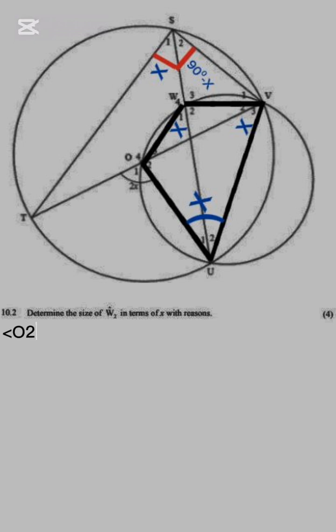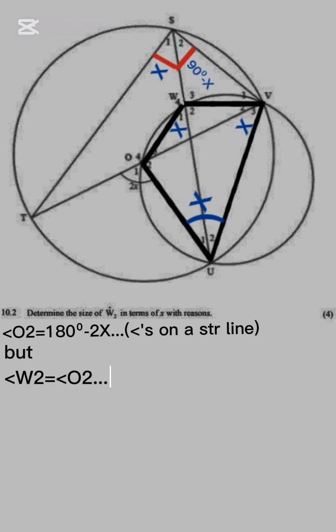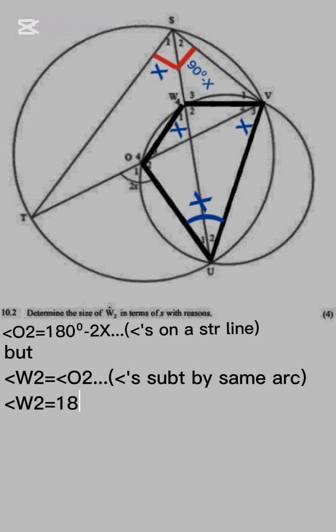Angle O2 is equal to 180 degrees minus 2x. And the reason is angles on a straight line. Angle O2 and angle O1 are on the same straight line and they are adjacent to each other. Since we found the size of angle O2, let's get our angle W2. Angle W2 is equal to angle O2, and the reason is angles subtended by the same arc. Therefore, angle W2 is equal to 180 degrees minus 2x.